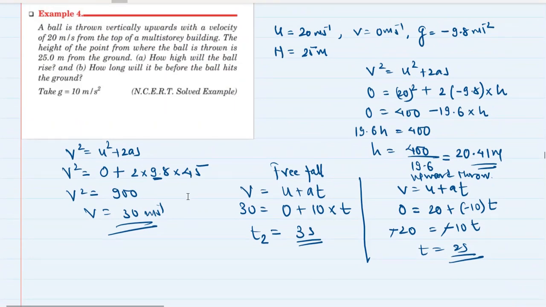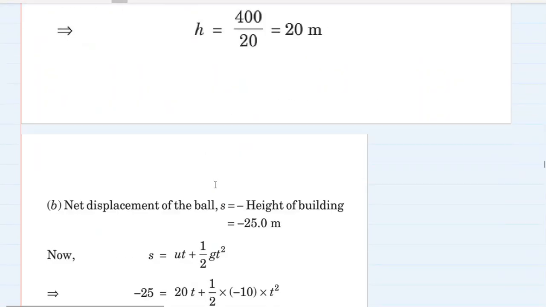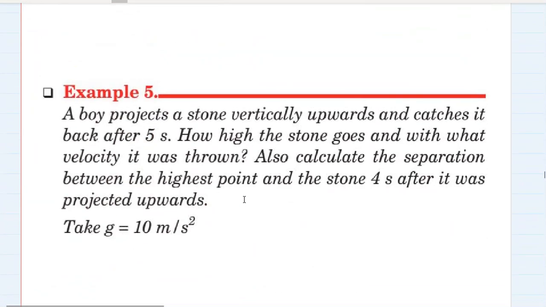That is, when you throw the ball up and it reaches the maximum height, that is one time, t1, 2 seconds. It takes 2 seconds for the ball to reach the maximum height. Then from that maximum height to fall to the ground, it takes 3 seconds. So total time taken by the ball to reach the ground is 5 seconds. That's what the answer is, and it is correct. Let's go to the next question.